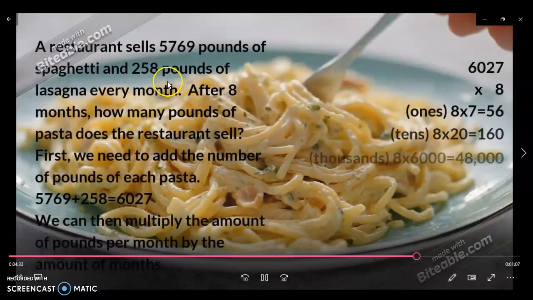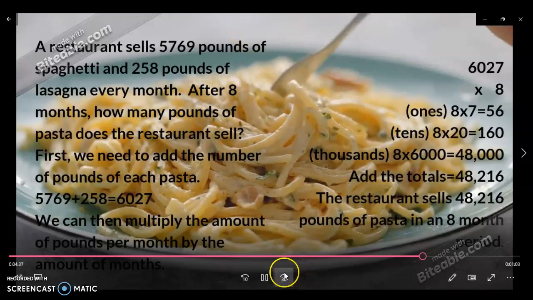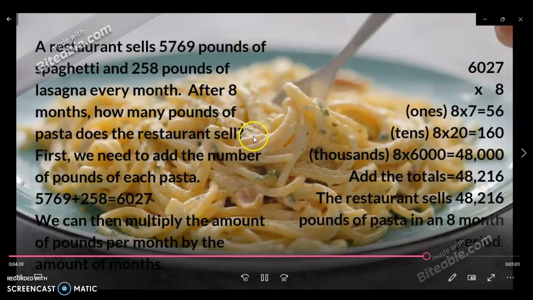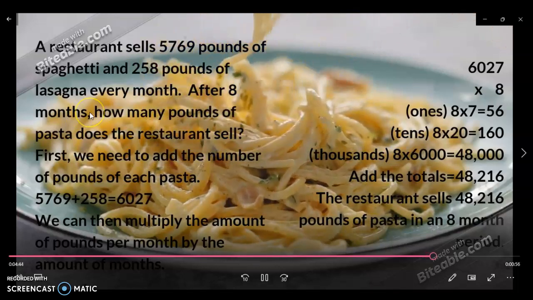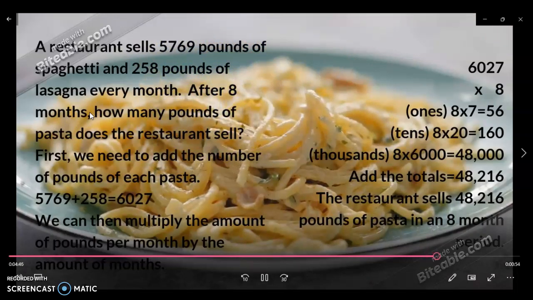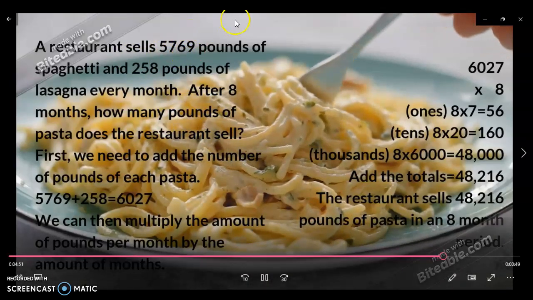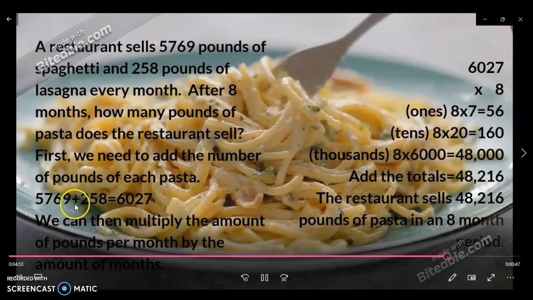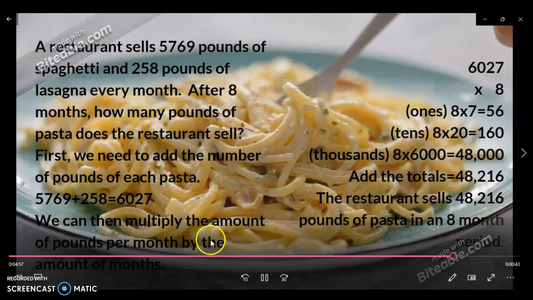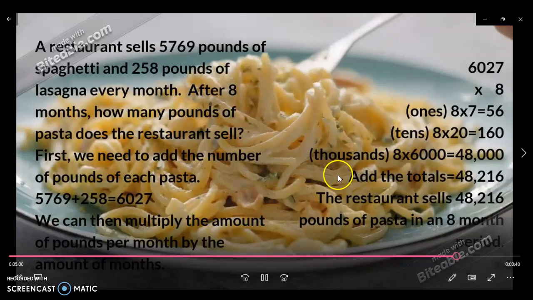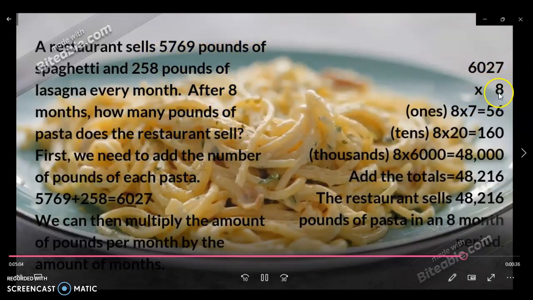4,504. That's a lot. A restaurant sells 5,769 pounds of spaghetti and 258 pounds of lasagna every month. After 8 months, how many pounds of pasta does the restaurant sell? First, we have to add those two numbers, just like the pizzas. So we come up with 6,027. We can then multiply the pounds per month by the number of months. So we have 6,027 pounds by 8 months.